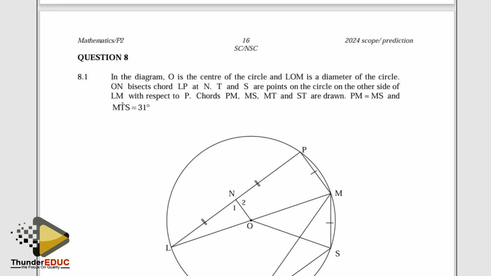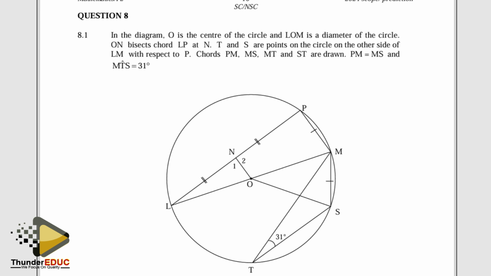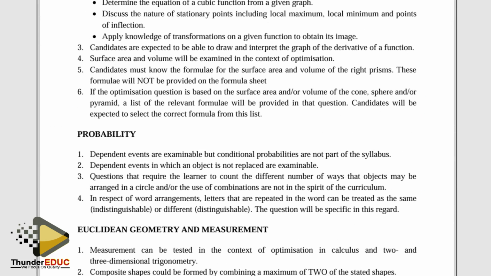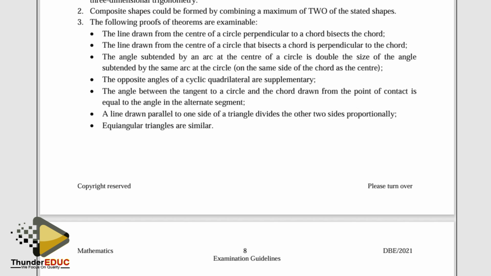Okay, then question number 8, the last few marks. So this is Euclidean geometry. Under Euclidean, we need to remember the 9 theorems of grade 11, sometimes called 11 theorems, 9 to 11. Then some few theorems of grade 8, 9. And then we also need to know about some proofs.